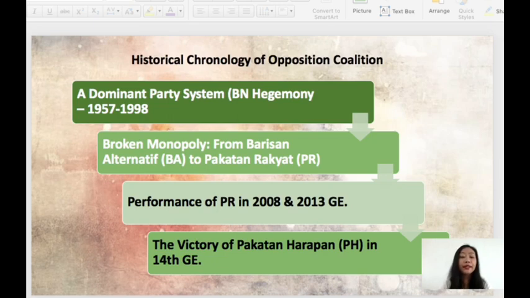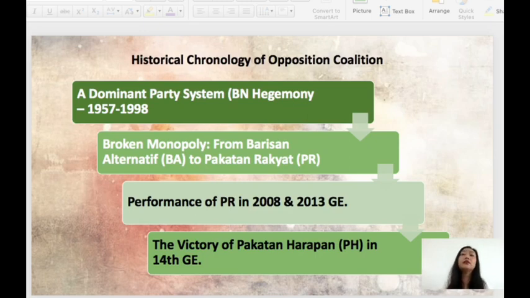The monopoly by BN as a single ruling party since independence was broken when the opposition parties formed a coalition among them in the 1999 Malaysian general election. 1999, yeah? Moreover, the nature of party system in Malaysia almost changed into the two-party system when Pakatan Rakyat, which includes PAS, DAP, and Keadilan, was established. Okay. So second period, broken monopoly from Barisan Alternatif to Pakatan Rakyat.